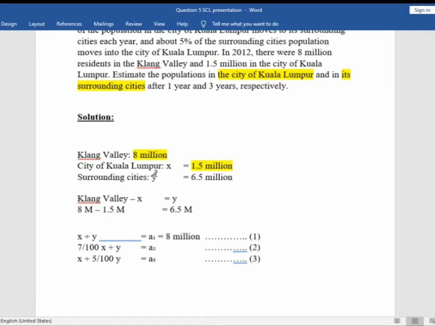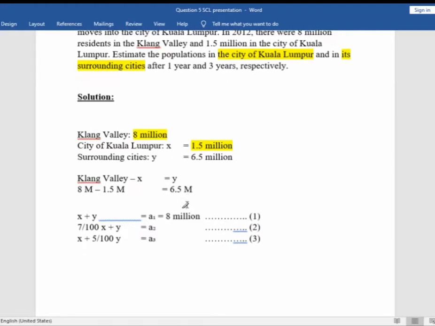So the surrounding cities are represented by Y. As we know, Kuala Lumpur is one of the cities in the Klang Valley. So to get the surrounding cities, we take the Klang Valley and minus the city of Kuala Lumpur. So here 8 million minus 1.5 million, we get 6.5 million. Okay, here we get 6.5 million for the surrounding cities.